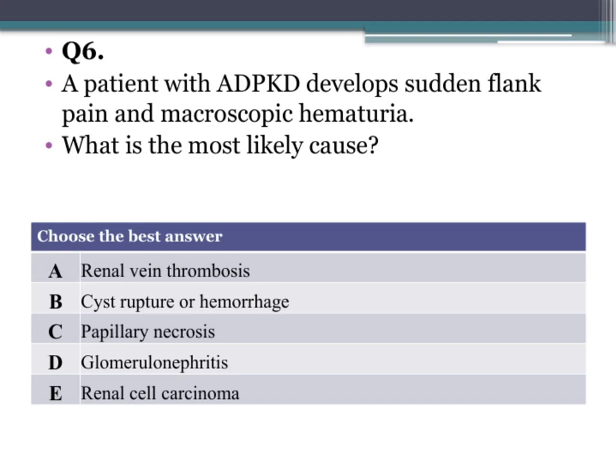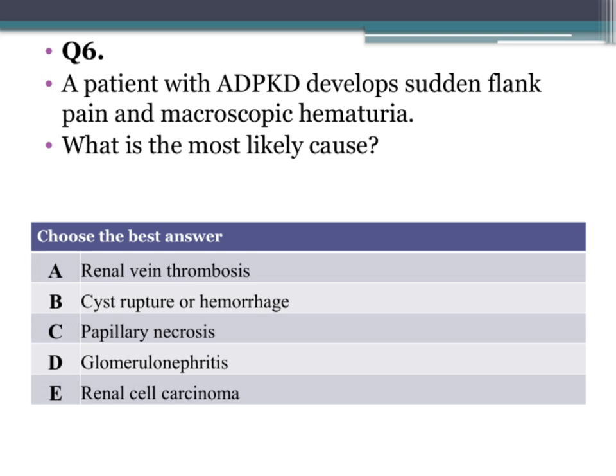Now, let's look at this question about a patient with ADPKD who suddenly develops flank pain and macroscopic hematuria. This scenario suggests a complication related to the cysts in the kidneys. Among the options, the most likely cause is cyst rupture or hemorrhage. When a cyst ruptures, it can cause sudden pain and bleeding visible in the urine. This is a common complication in ADPKD patients, especially when cysts grow large or rupture spontaneously.